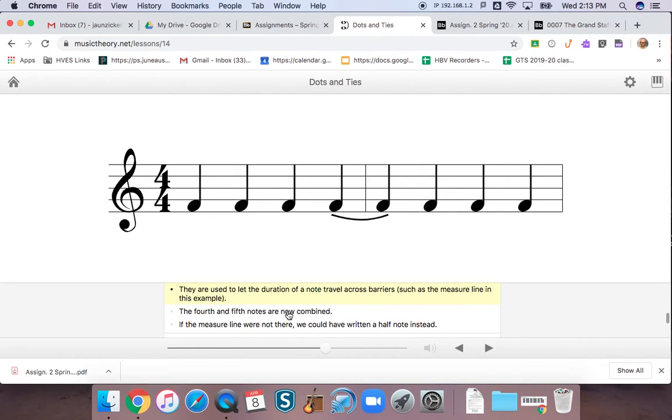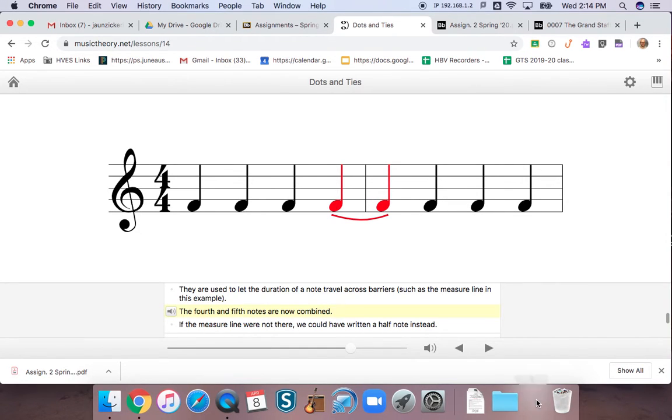And so they're used to let the duration of a note travel across barriers, such as the measure line in the example. So that would only be necessary when you're reading music. When you're listening to it, playing it by ear, you wouldn't be thinking, oh, this note has a tie. It's just a visual aid when you're reading the notes. So the 4th and 5th notes are now combined. So that'd be ta, ta, ta, ta, ta, ta, ta. That's what it would sound like.